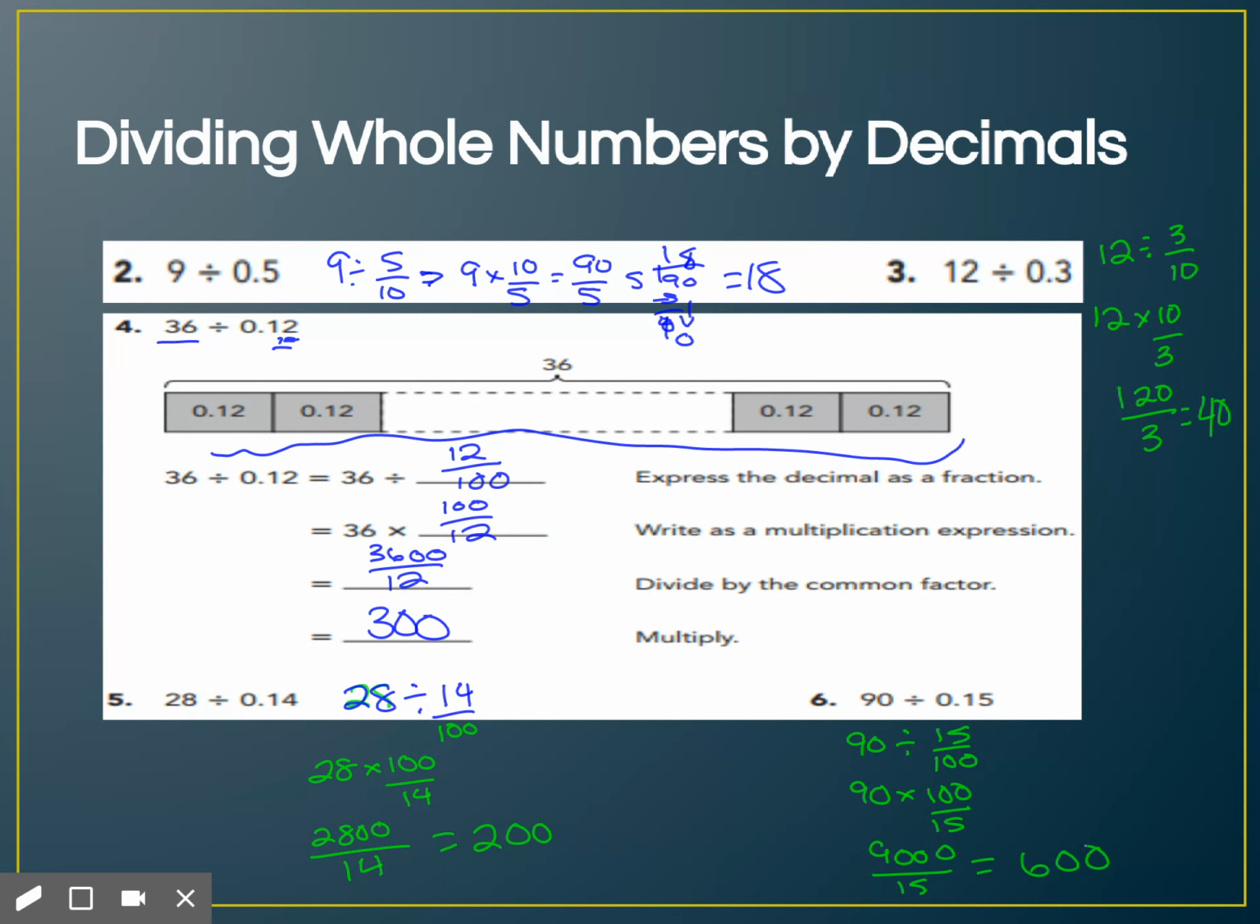So again, just changing it into a fraction and then dividing that way works much simpler than drawing the diagram. So get in the habit of that and just remember to use your keep, flip, change.